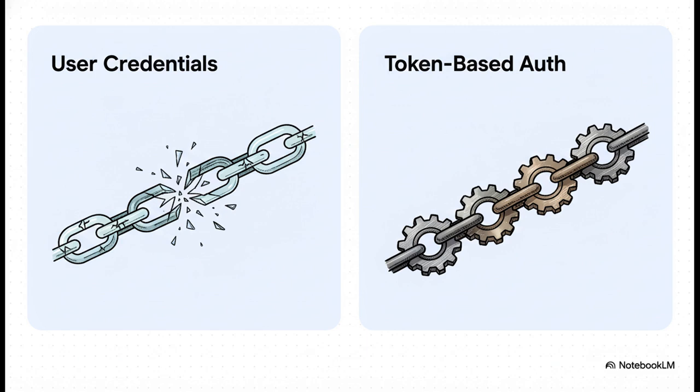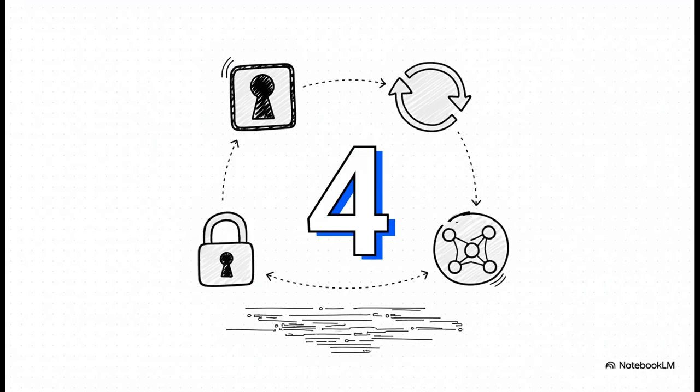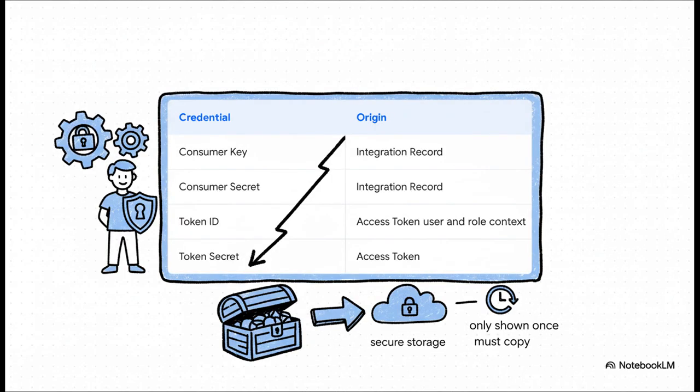Okay, so to get this all working, we need to gather what I like to call the 4 keys to the kingdom. Honestly, just thinking about them this way makes the whole process feel way less intimidating. And that's really it. The entire, whole, complex-sounding authentication dance really just boils down to getting your hands on these 4 pieces of information and using them correctly. Just 4 things.